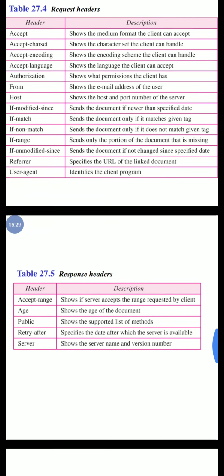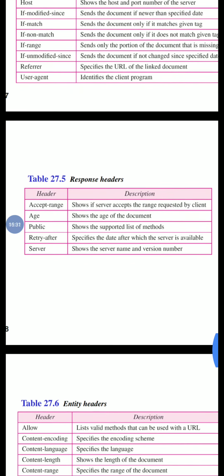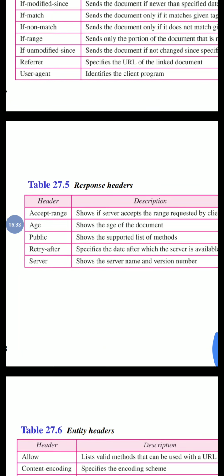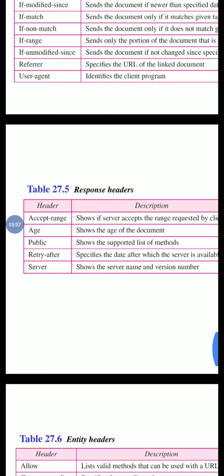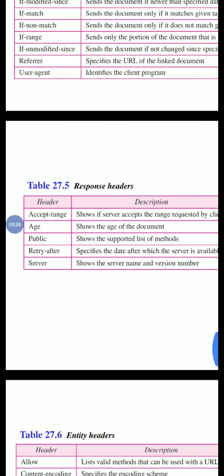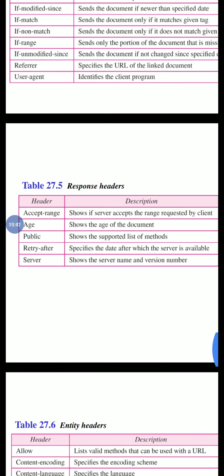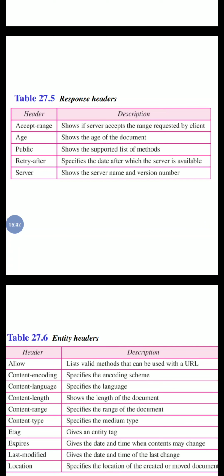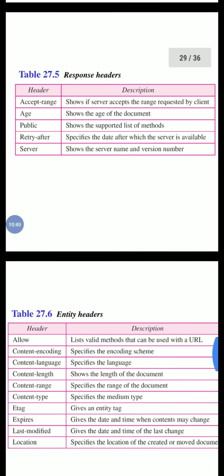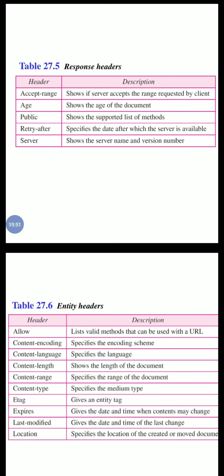After that, we'll have the response headers. In the response headers, we have Accept-Range, Age, Public, Retry-After, and Server. These are some of the headers. So what does Accept-Range do? It shows if the server accepts the range requested by the client. So if the server accepts the range specified by the client, then we are using Accept-Range.